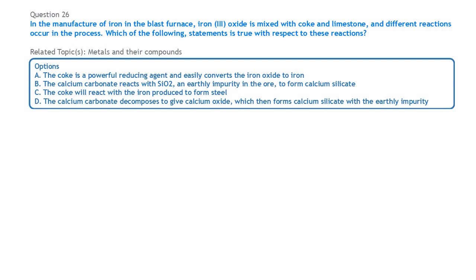In the manufacture of iron in the blast furnace, iron 3 oxide is mixed with coke and limestone, and different reactions occur in the process. Which of the following statements is true with respect to these reactions?